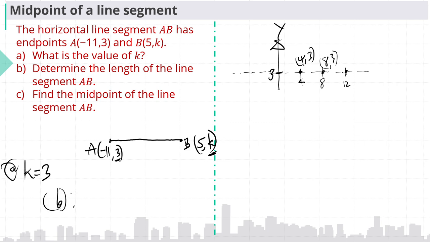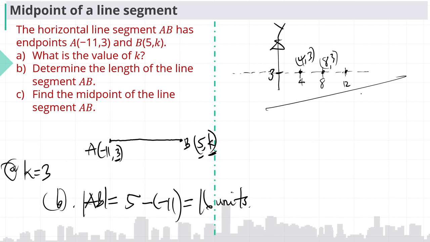Now the second question. Determine the length of the line segment AB. Since line segment AB is a horizontal line, we simply determine the length AB by taking the difference in the x coordinates. The bigger one, 5, minus the smaller one, minus 11. And that gives 16 units.